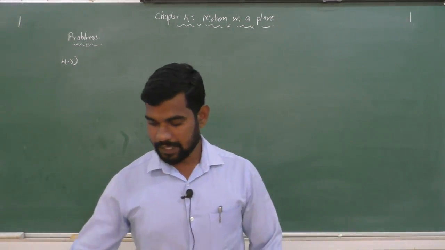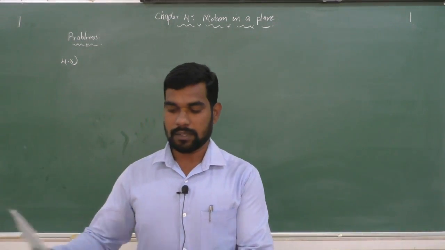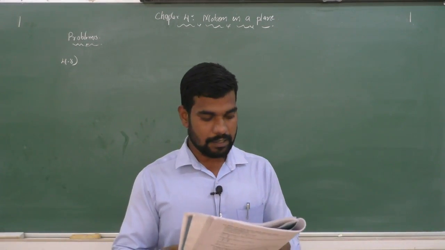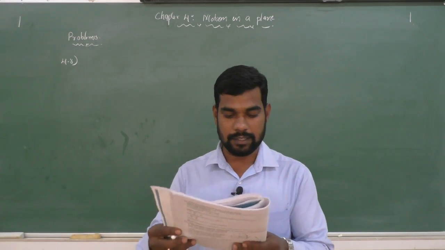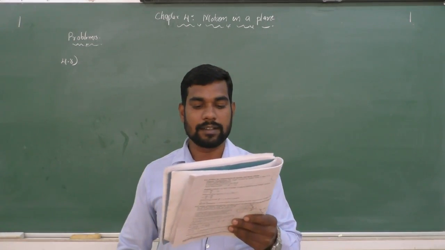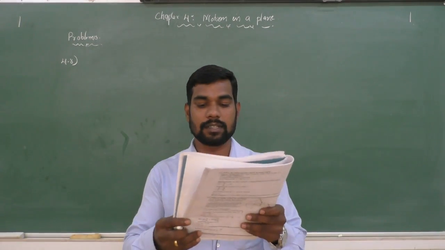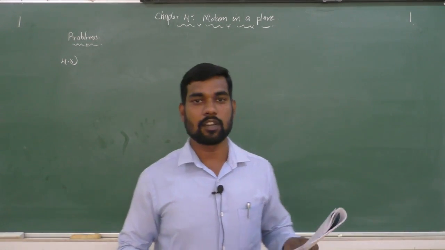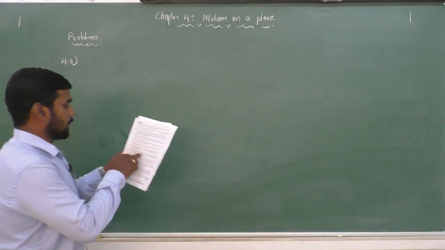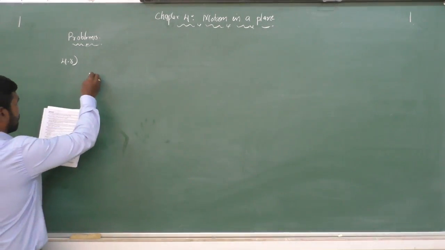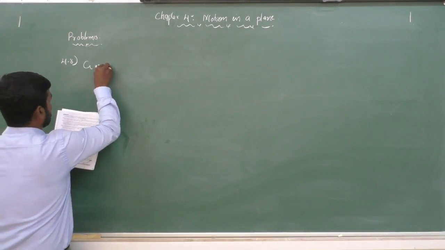Hello students. So let's take the eighth problem. We'll continue with problems. In that eighth problem, it's given like this: an aeroplane is flying horizontally at a speed of 360 km per hour.